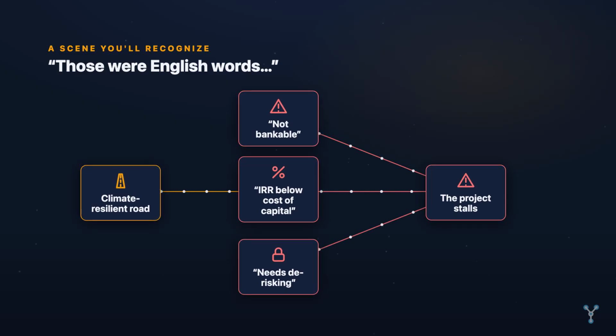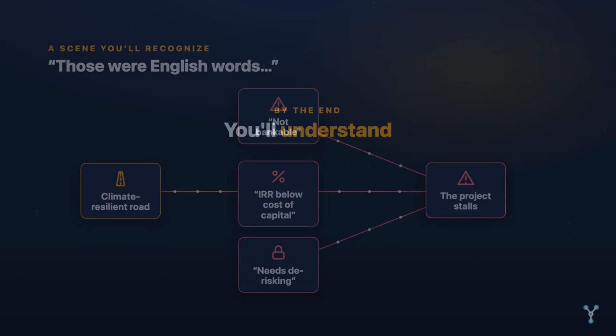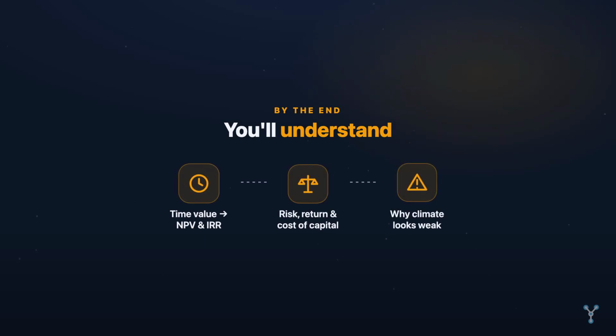This module fixes that permanently. By the end, you'll understand three things. First, the time value of money, and the two numbers built on it that finance people live by, NPV and IRR. Second, the relationship between risk and return and the idea of a cost of capital. And third, why climate projects and adaptation projects in developing countries most of all tend to look weak when you run them through this machinery. This is the finance backbone of the whole course, so we'll take it slowly and concretely.